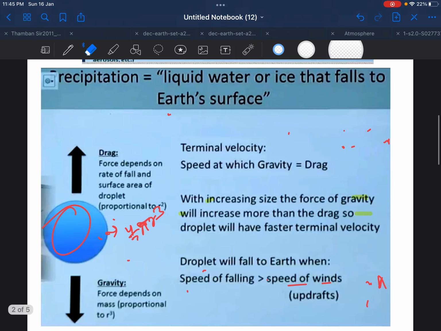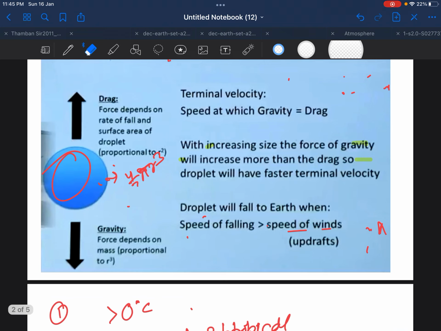So we can say that this mass is proportional to r cube. 4 by 3 pi, these things are constant. So it is proportional to r cube, that is, the cube of the radius. Say r is the radius. So the more the radius, the more the gravity will be. So it's not the mass.